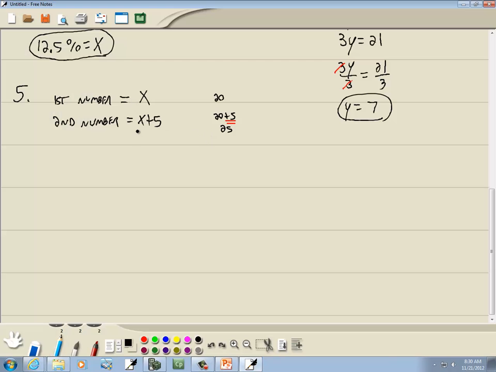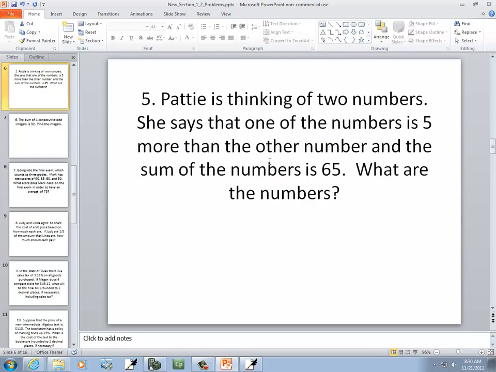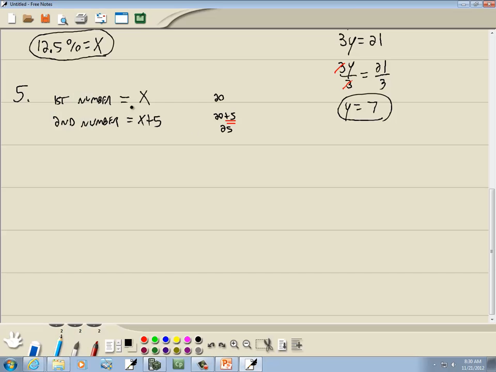Okay, so that's our first number. That's our second number. It says the sum of them is 65. So this one plus this one, x plus x plus 5, is equal to 65. And now we're just going to solve it with our steps. This linear equation. Combine together like terms in a step. x plus x is 2x.